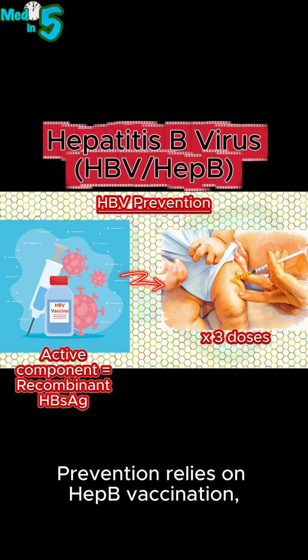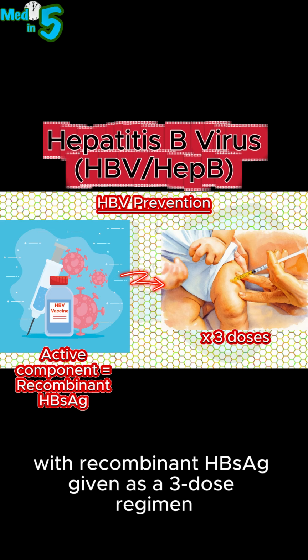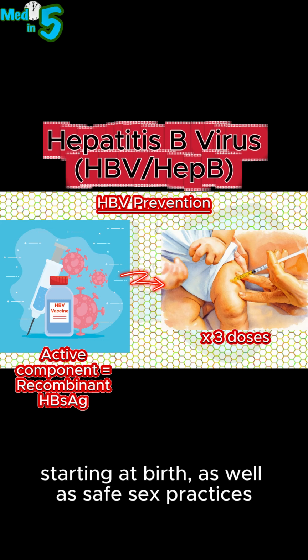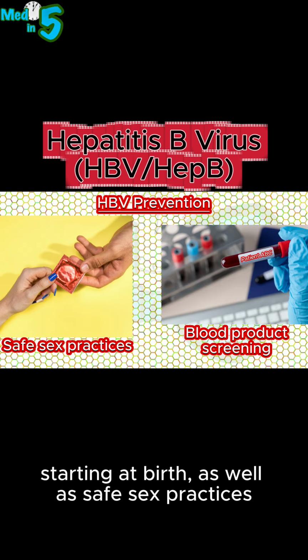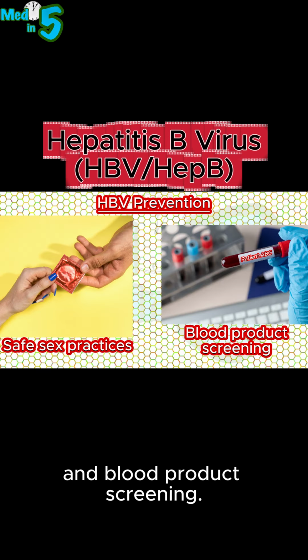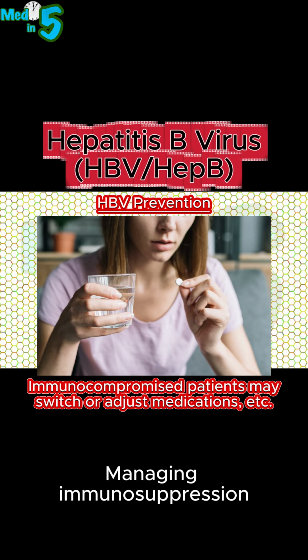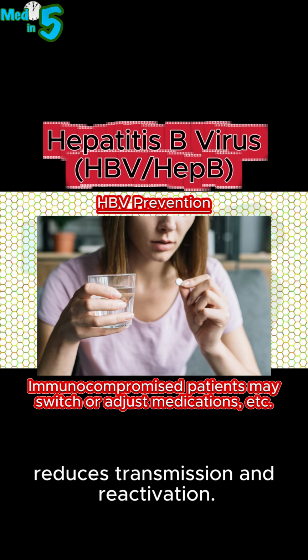Prevention relies on HepB vaccination, with recombinant HBsAg given as a 3-dose regimen starting at birth, as well as safe sex practices and blood product screening. Managing immunosuppression reduces transmission and reactivation.